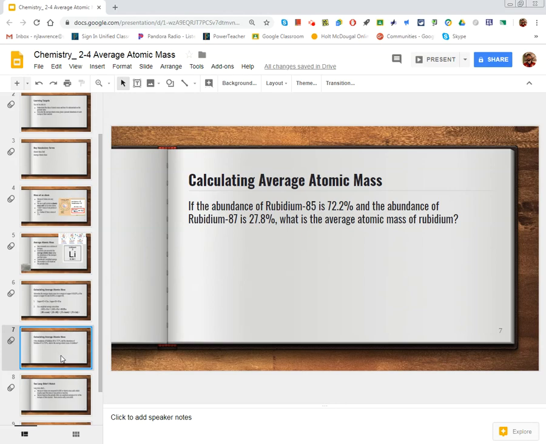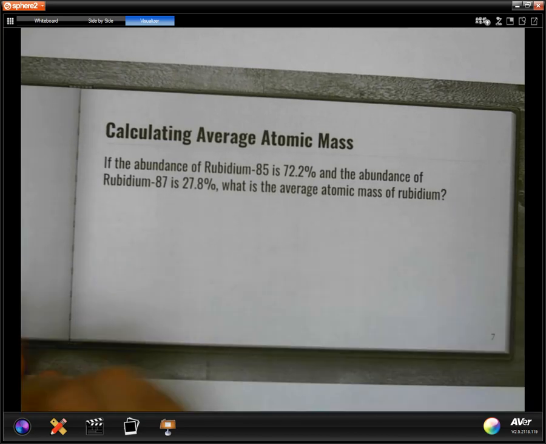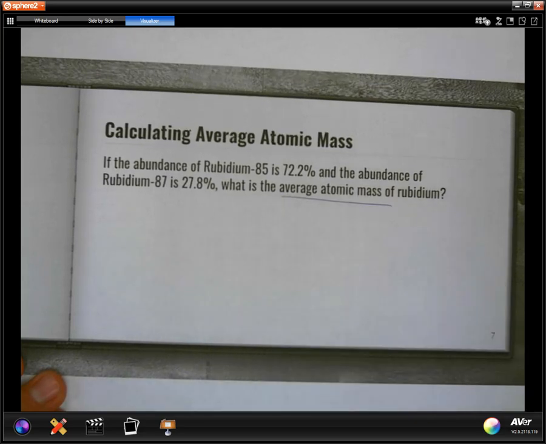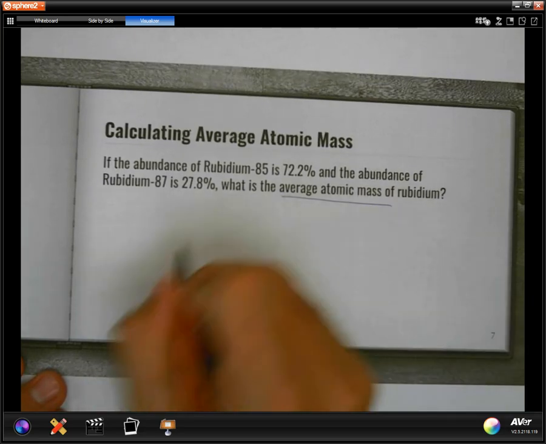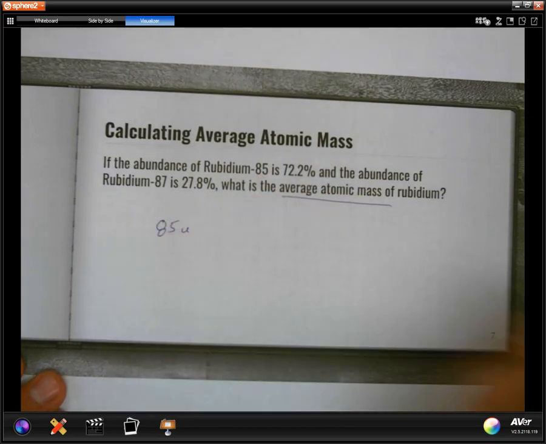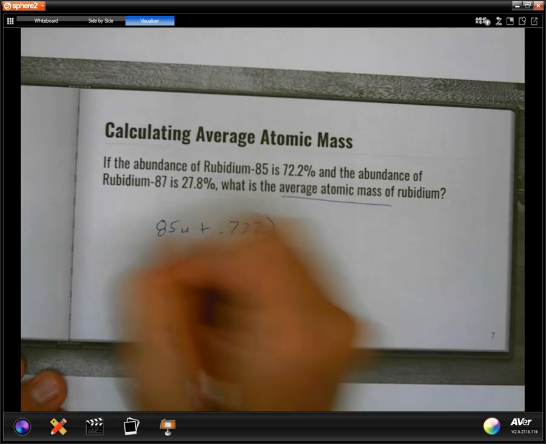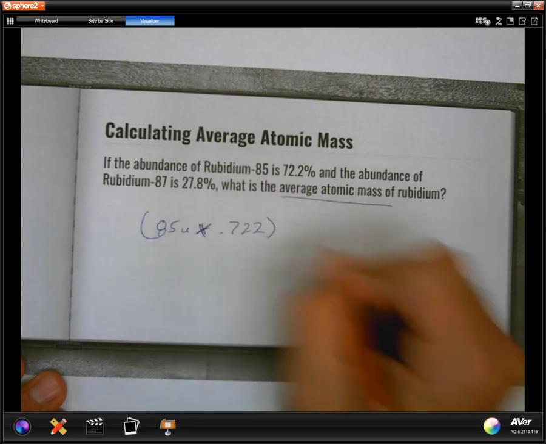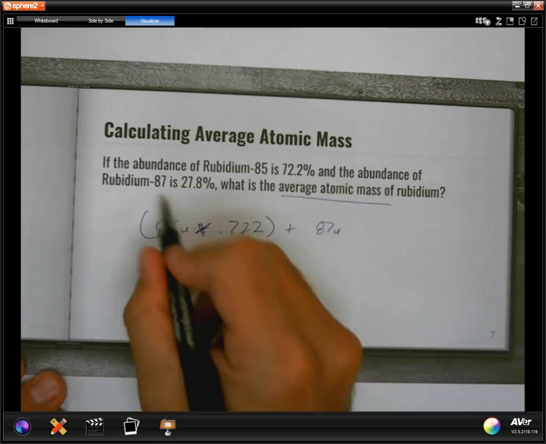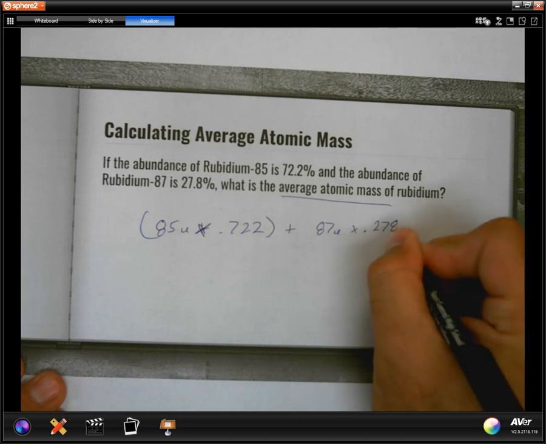All right, so now that you have come back from the video, here's my hand showing you how I would answer this. So again, I read the question, and I see it's asking for the average atomic mass of rubidium. So I'm going to go ahead and set up my problem. I know that rubidium-85 has a mass of 85, and I need to multiply that by the percent in decimal form. Once this is multiplied together, that will be added to rubidium-87, which has a mass of 87, and that will be multiplied by 27.8% in decimal form.